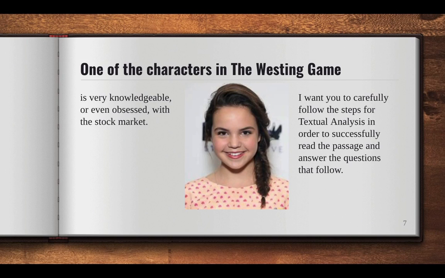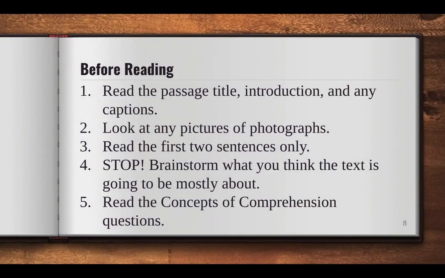One of the characters in The Westing Game is super obsessed with the stock market, and it's Turtle. She's 12 years old. We're going to talk about how to look at a text and read it, especially for the end of level test. So this will help us for not just The Westing Game, but for the end of levels too.